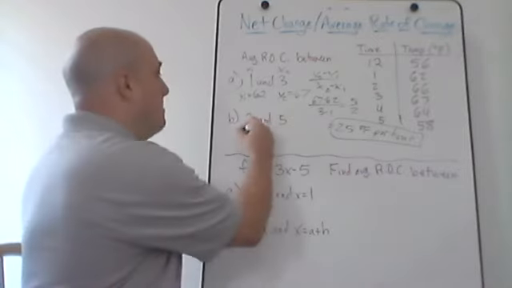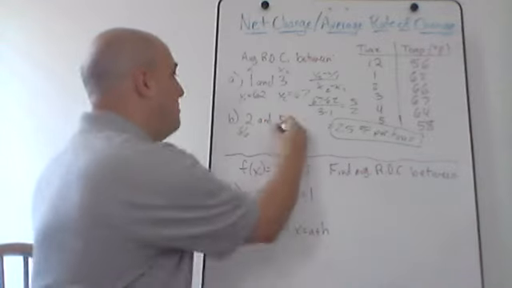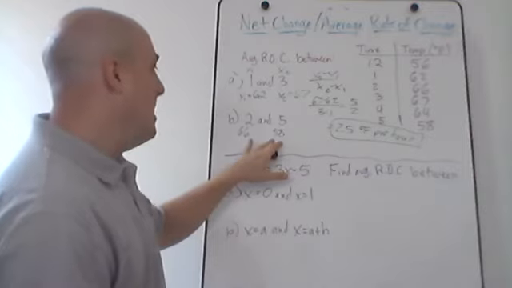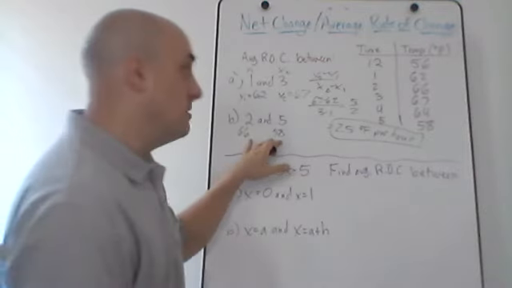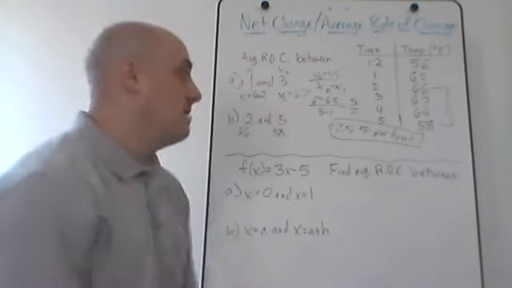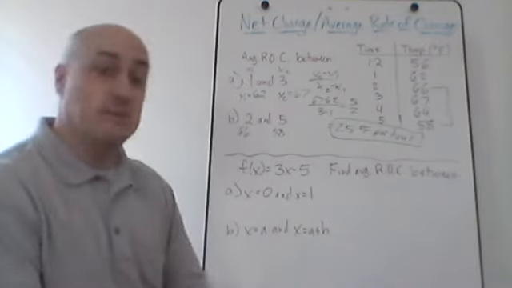At 2 o'clock the temperature was 66. At 5 o'clock it was 58. So my net change from 2 to 5 would be negative 8 degrees, from 66 degrees down to 58. Over those 3 hours, the temperature dropped by 8 degrees Fahrenheit.